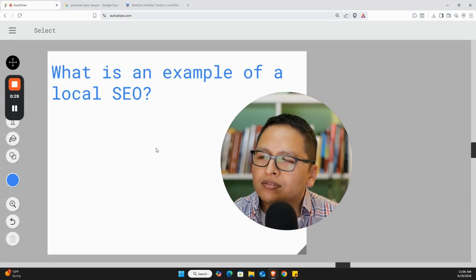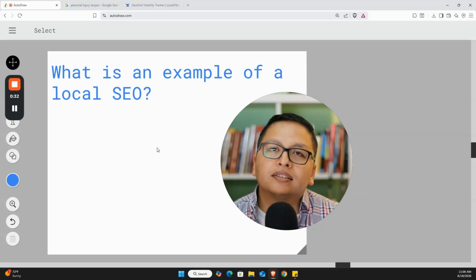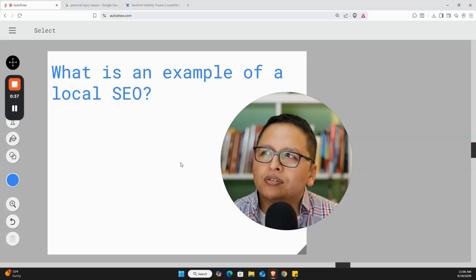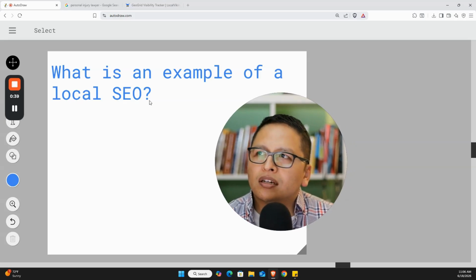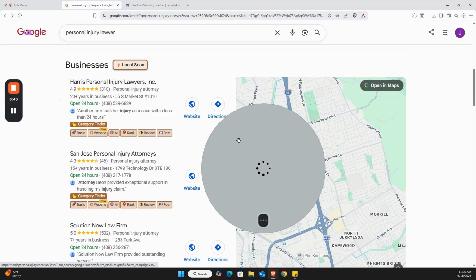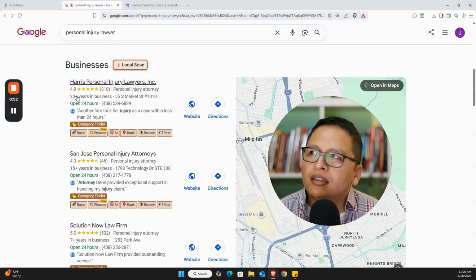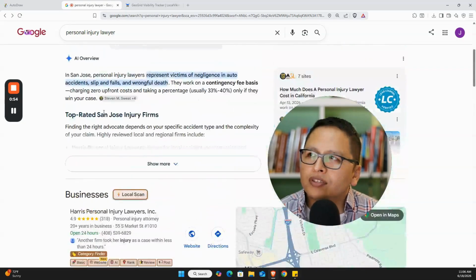We won't go too much into city pages, targeting an area for a service in a particular city. We'll just talk about a simpler explanation. So let's go here. Here we have an example. This is personal injury lawyer. Let's say somebody searches that. These three show up first, right?